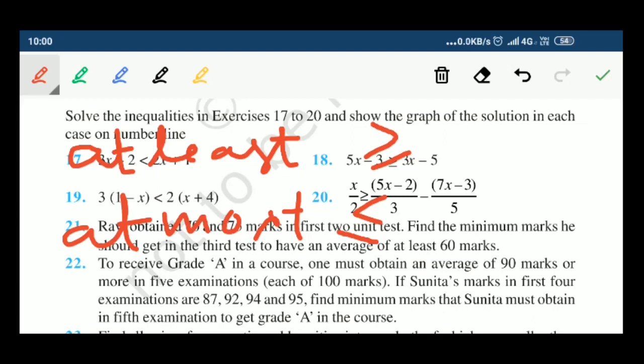You already know this word, or you have used it in class 10th when we did chapter 15, probability, and there we used the same word, at least. So the meaning of at least is the same number and all the numbers more than it. Now see the second word, at most. At most means the same number and all the numbers below that number.